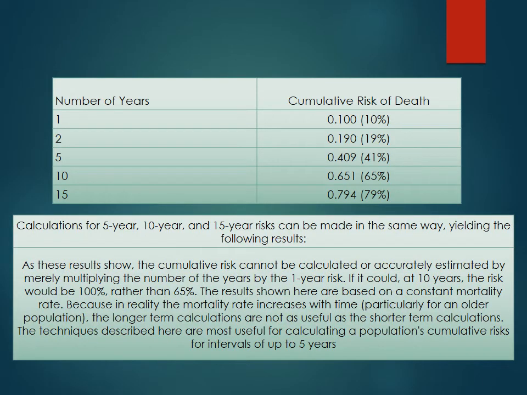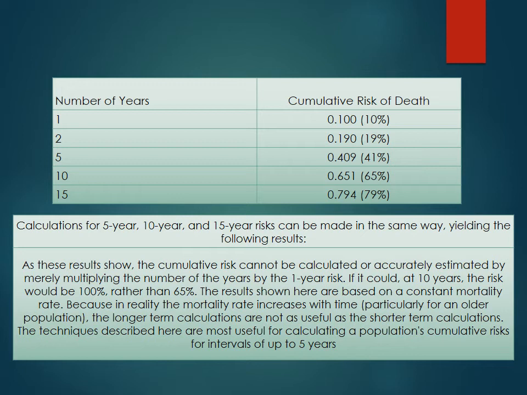So based on that, if you were to plug in different numbers, say 2 years, 5 years, 10, 15, you can see how your cumulative risk of death changes over time. It keeps going up because as you go further along in time, you increase your risk of death. But notice it's not just straight multiplying by the number of years. By the end of 10 years, it's a 65% risk of mortality. By 15 years, it's 79%.